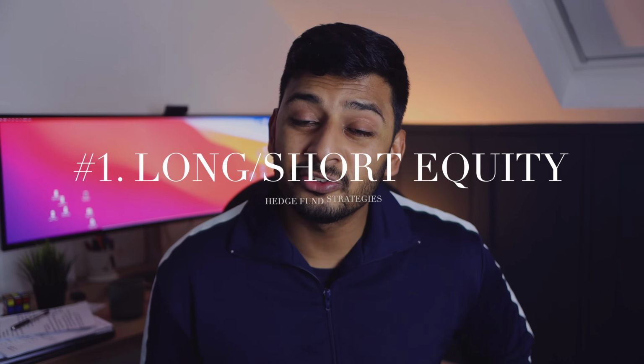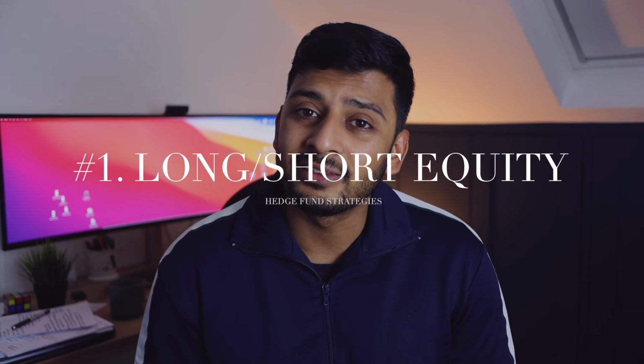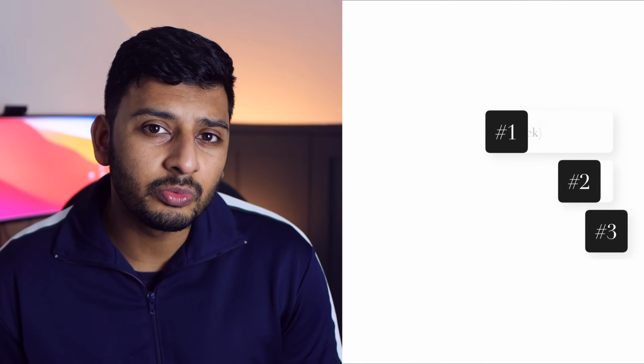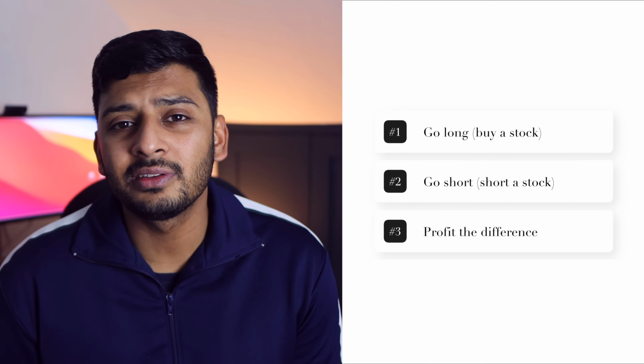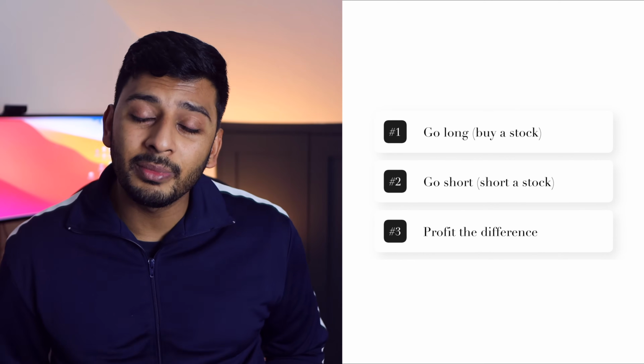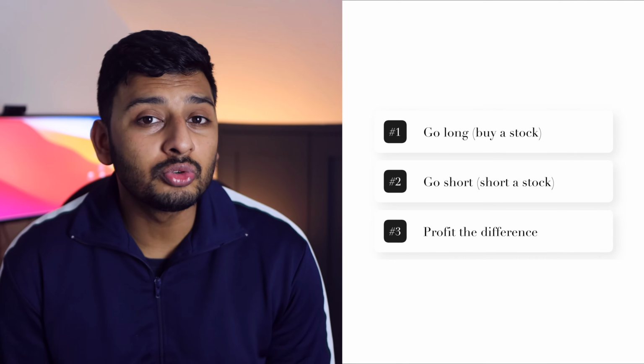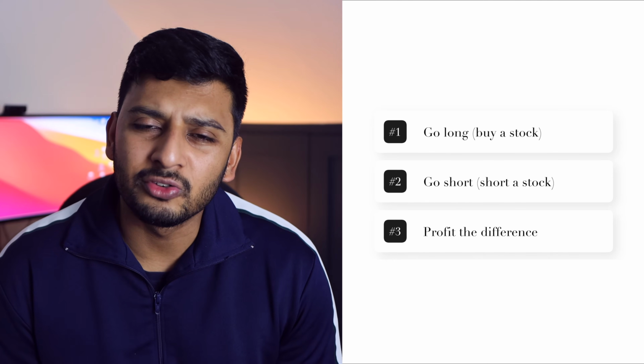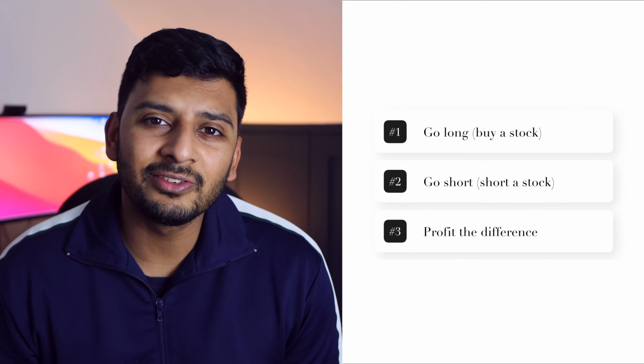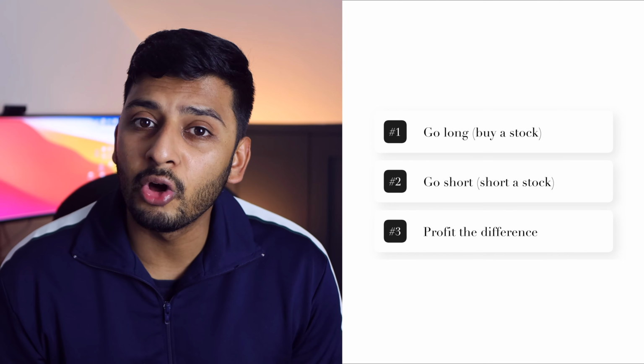The first strategy we're going to be talking about is long short equity. This strategy involves buying stocks that are expected to rise in value, so taking long positions while simultaneously shorting stocks that are expected to fall in value. For example, a hedge fund manager might buy shares in a company they expect to grow, whilst at the same time selling short shares in a competitor that they expect to struggle. The beauty of this strategy is that it allows the hedge fund manager to profit from both long and short positions whilst minimizing market risk.